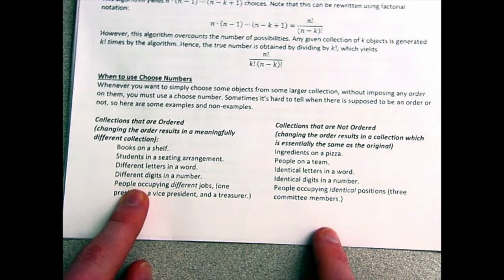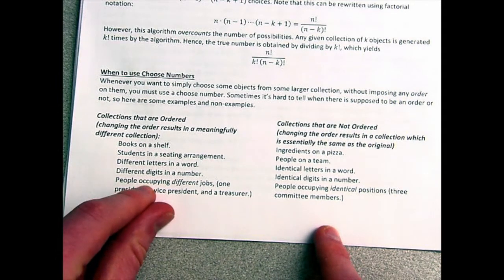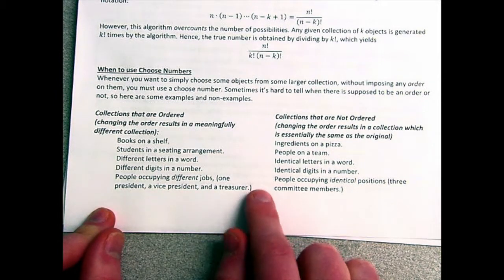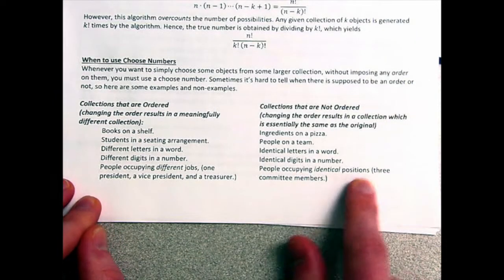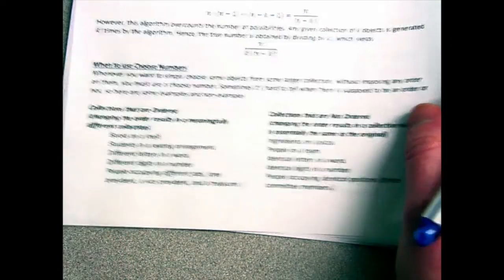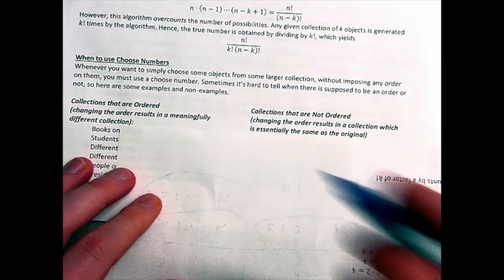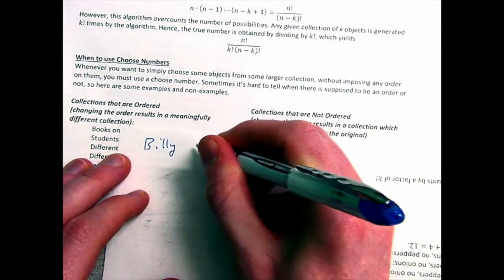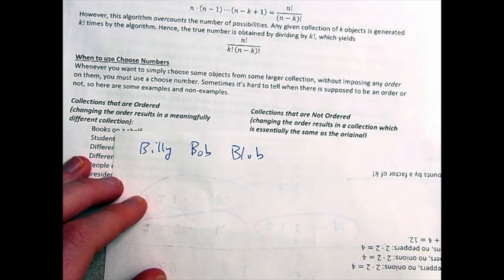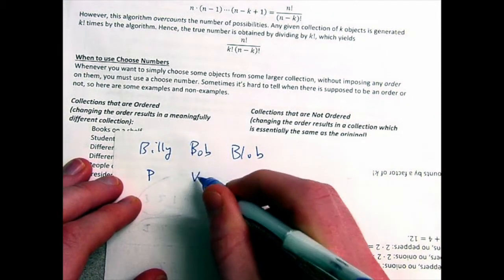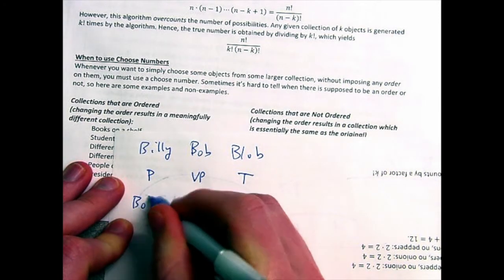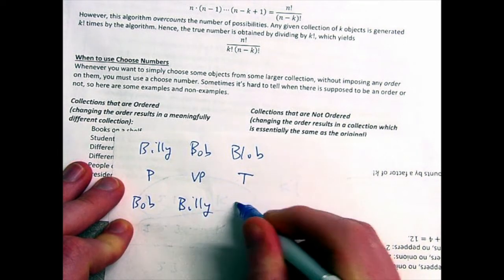Here's a final example, an example where order does matter: people occupying different jobs, like one president, a vice president, and a treasurer, versus people occupying identical positions. That's a situation where order doesn't matter. If I write down 3 people, Billy, Bob, and Blob, and these are 3 different positions, like president, vice president, and treasurer, if I switch around the order of the names, then you get a genuinely different configuration, right?